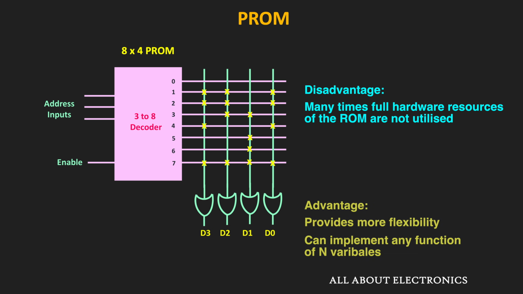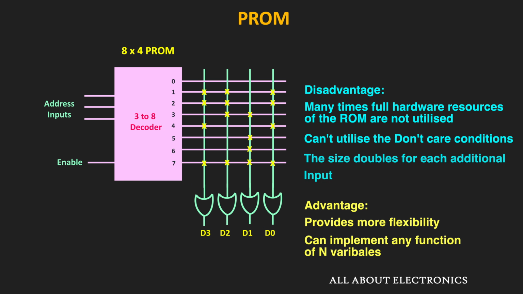Of course, since all the minterms are available, this PROM provides more flexibility, and it is possible to implement any function of n variables using this PROM. But most of the time, full utilization of the hardware does not happen in this PROM. And since we are not minimizing the Boolean function, even if there are don't care conditions in the function, we cannot utilize them to minimize the Boolean function.